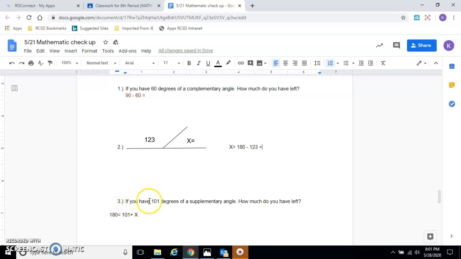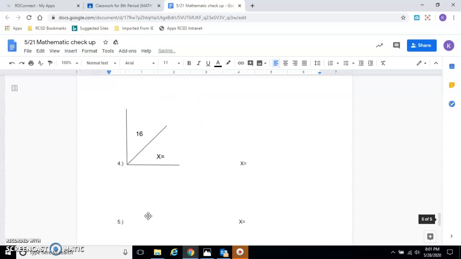Here we go, 3. If you have 101 degrees of a supplementary angle, how much will you have left? Right? So there's an equation there, or you can think of 180 minus the 101 equals what? And the same thing for these ones. Okay, you're going to have 90 degrees minus the 16. Here we got a straight line. You have 180 degrees minus 10 minus 100.